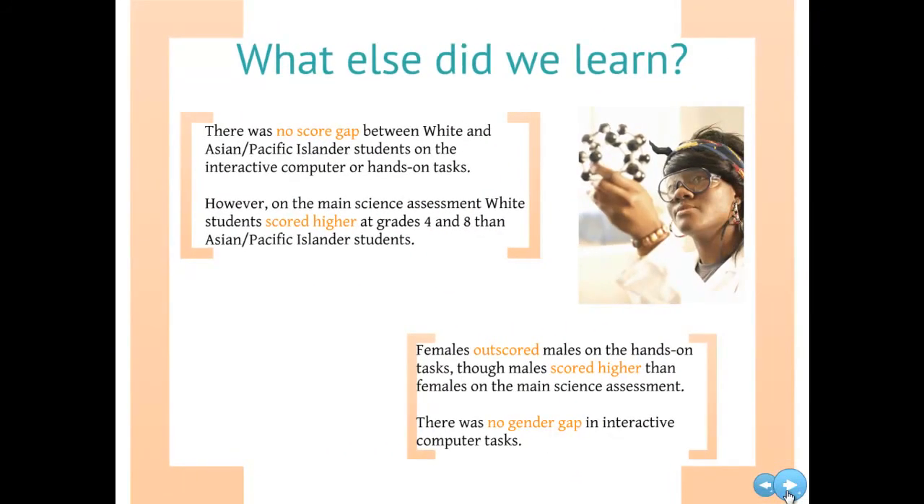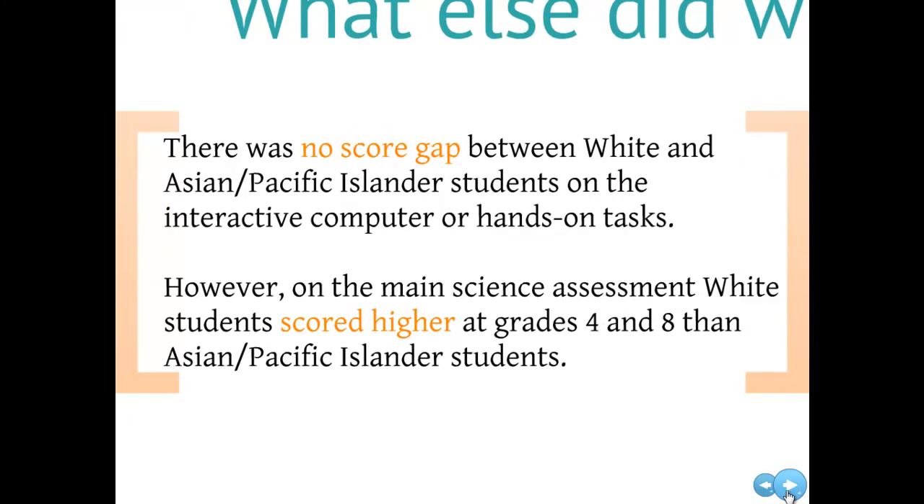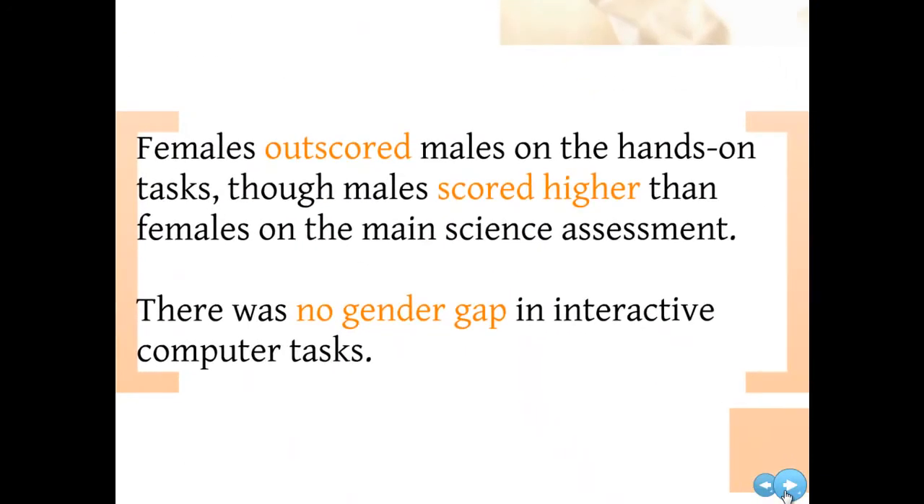We also found a number of differences and some non-differences when comparing the performance of various student groups. For example, there was no score gap between white and Asian Pacific Islander students on the hands-on and interactive computer tasks. However, on the main science assessment, white students in grades 4 and 8 scored higher than Asian Pacific Islander students. When we compared male and female students, we found that female students outscored male students on the hands-on tasks, even though male students had a higher average score on the main science assessment. On the interactive computer tasks, male and female students scored about the same.